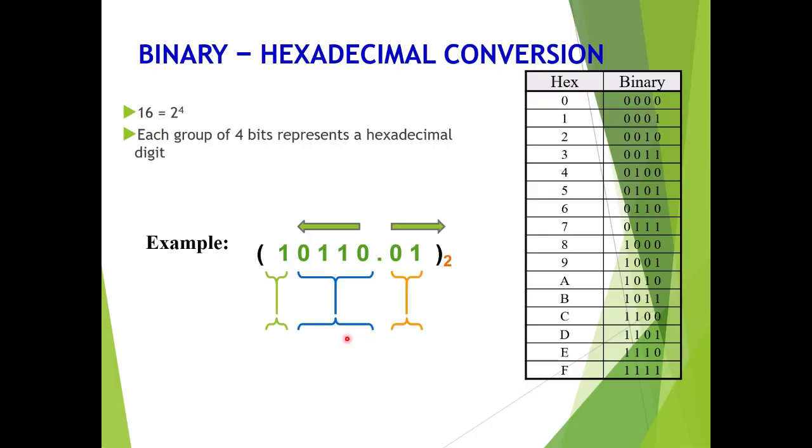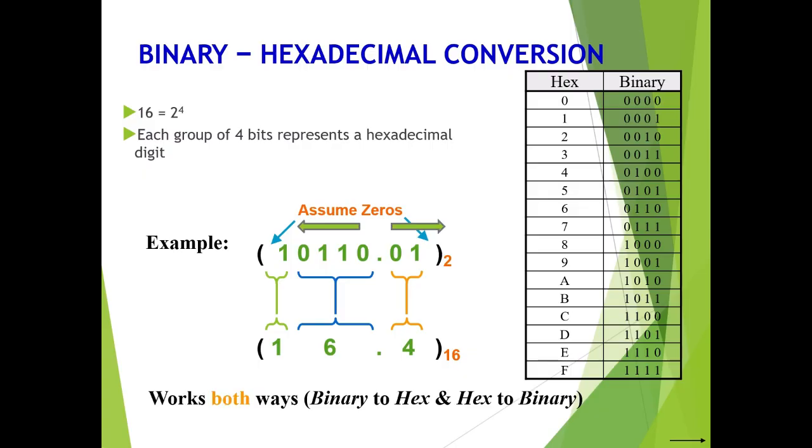For the left-hand side here, we have to assume zeros. So 0001 is 1. Then on the fractional side, we assume zeros: 0100. 0100 is 4. So the answer is 16.4 to the base 16. Similarly, it will work for hex to binary also.